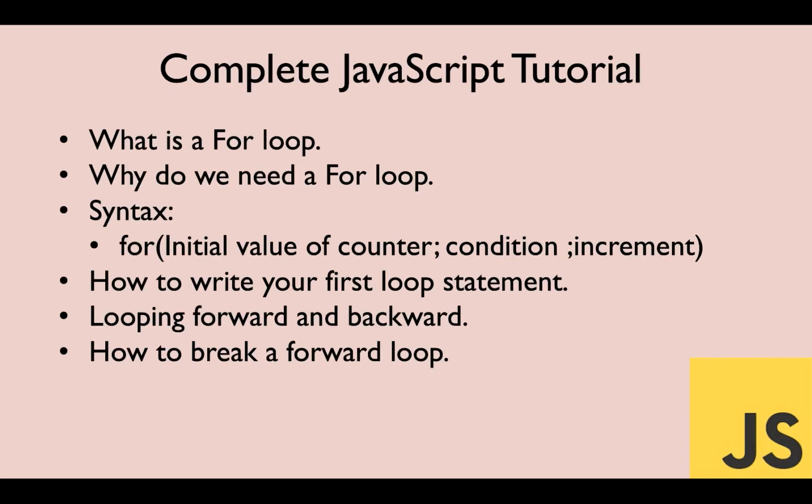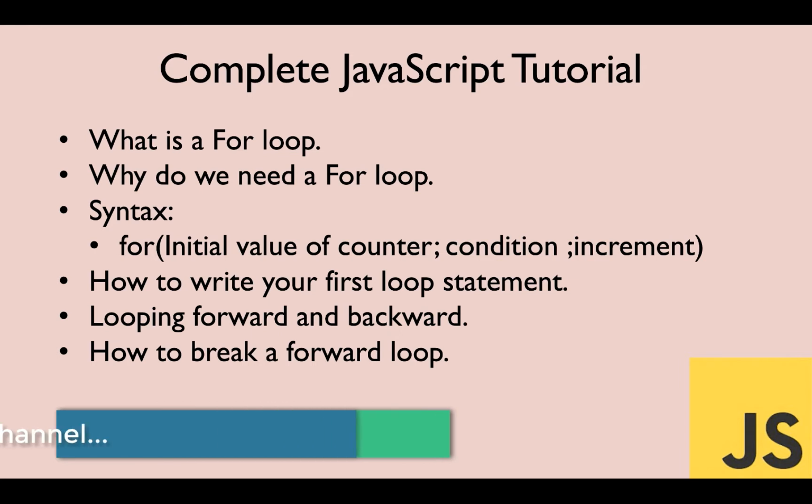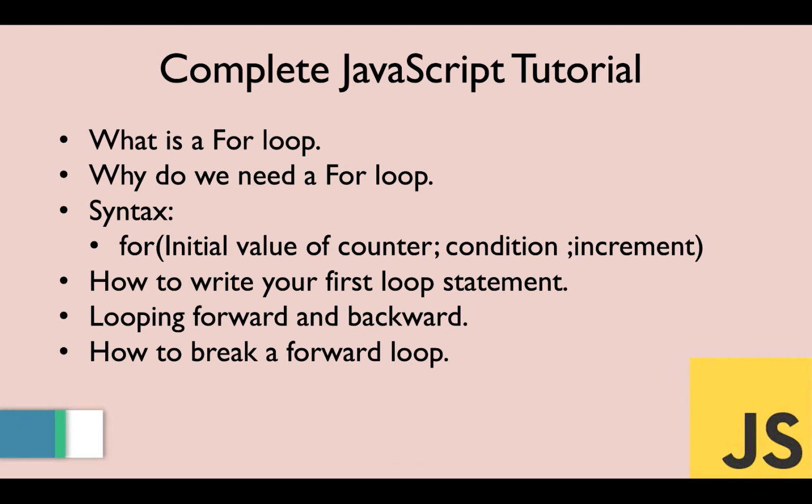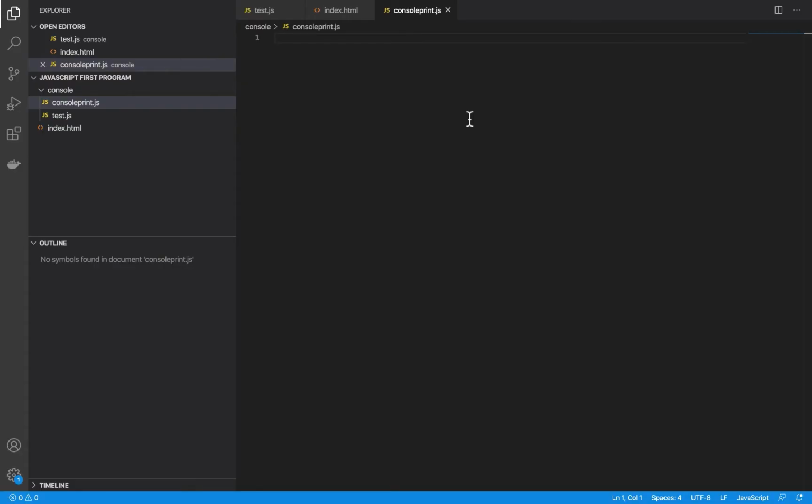This video is focused on the for loop. In this session, we'll cover the content shown on the screen right now. That is, what is a for loop? Why do we need a for loop? Why exactly is there a need for a loop statement? Then we'll see the syntax of a for loop. We'll write our first loop using JavaScript. Then we'll see how to iterate forward and backward, and how to break a for loop in JavaScript. We'll also see other details like how to use a for loop with an array, and how to use a for loop like a normal statement. Let's move on to Visual Studio Code.